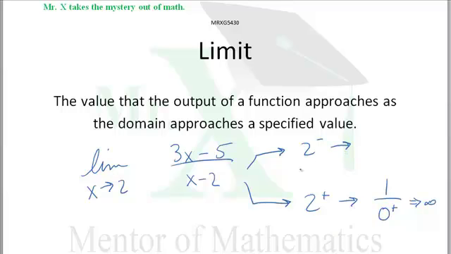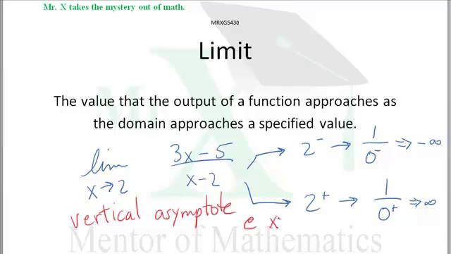Now, if we approach it from the low side, then we get something close to 1 over 0 minus, a negative. That's going to go to negative infinity. So, as it turns out, we're going to have what's called a vertical asymptote at x equals 2. Because we're trying to divide by 0, we're going to get a vertical asymptote.